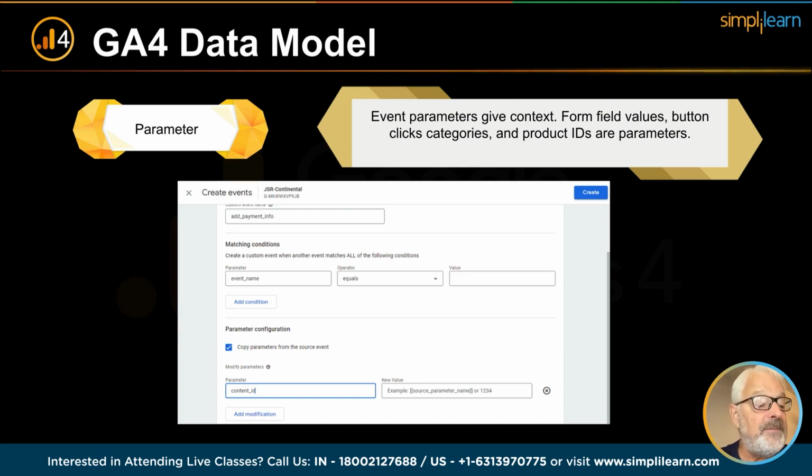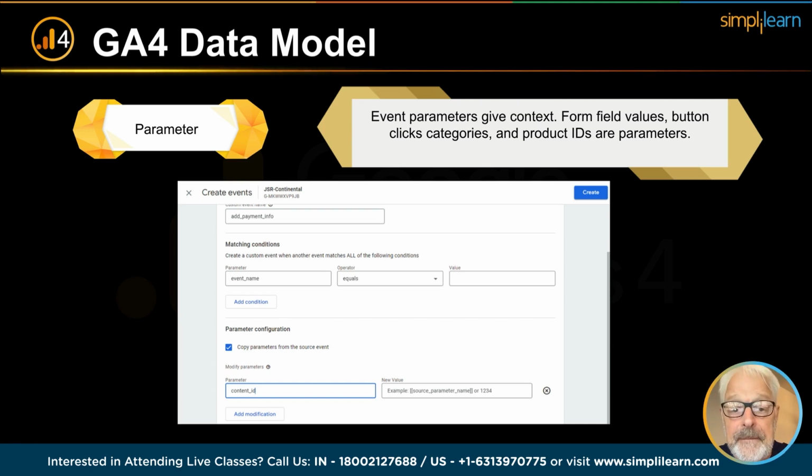Parameters provide additional context and information about the event, such as the value of a transaction, the category of a product viewed, or the name of a button clicked. By leveraging parameters, you can better segment your audience, and you get more detailed insight into user behaviors. So together, events and parameters provide you with a granular understanding of the user behavior of people visiting your website.